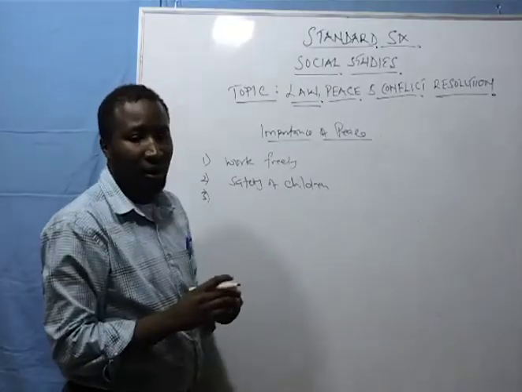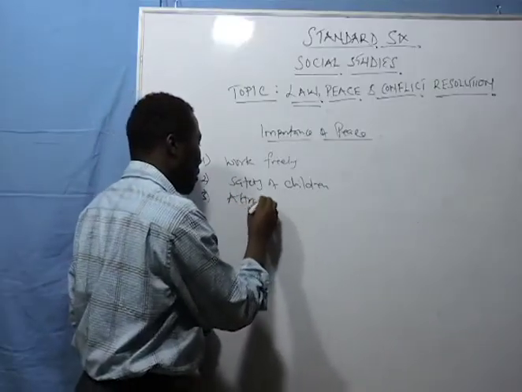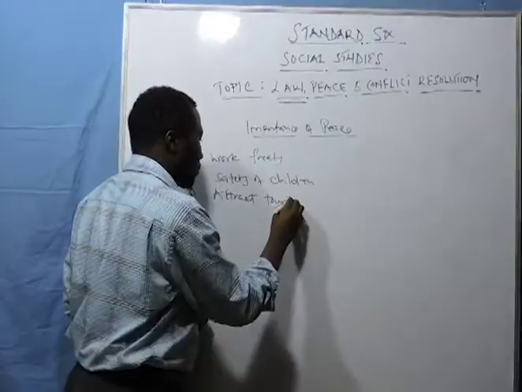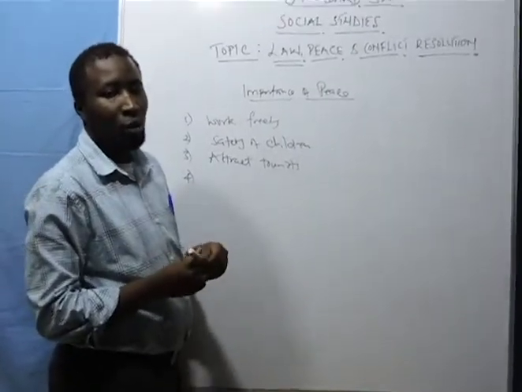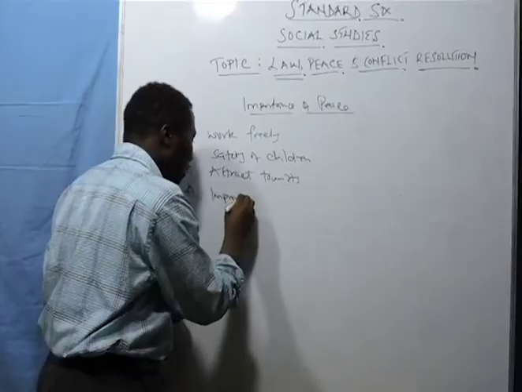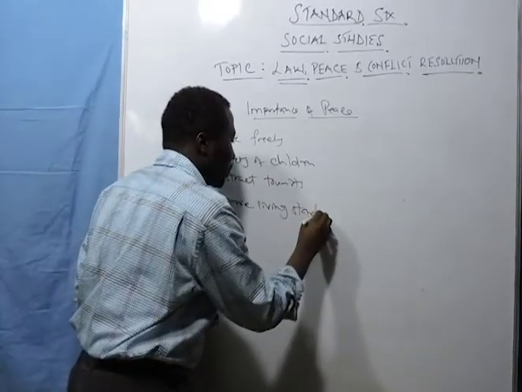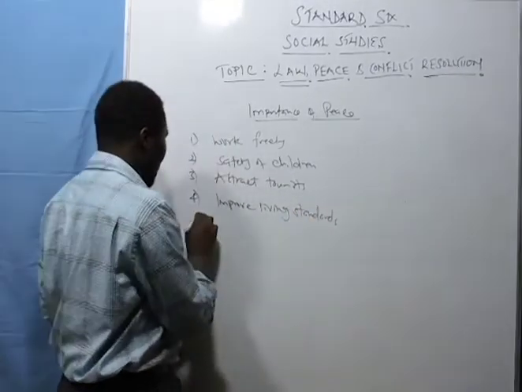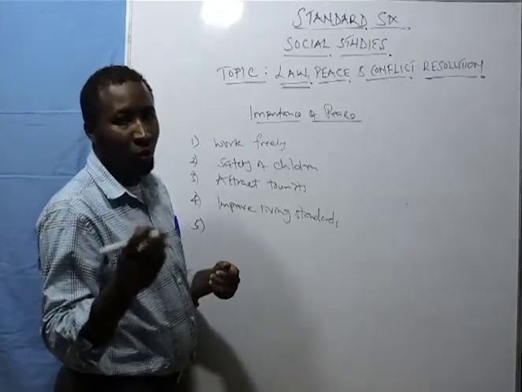Number three, it's able to attract tourists. Number four, it's able to improve the living standards of people. And number five, finally, it's able to promote fast growth.